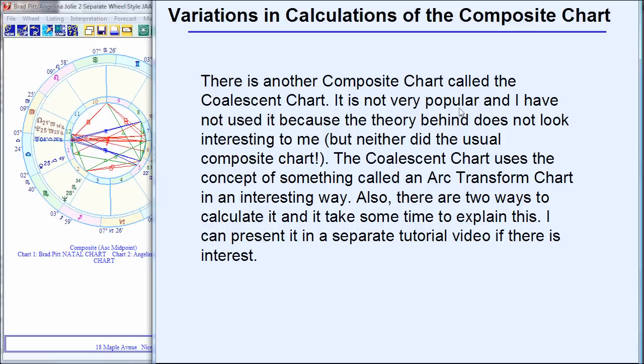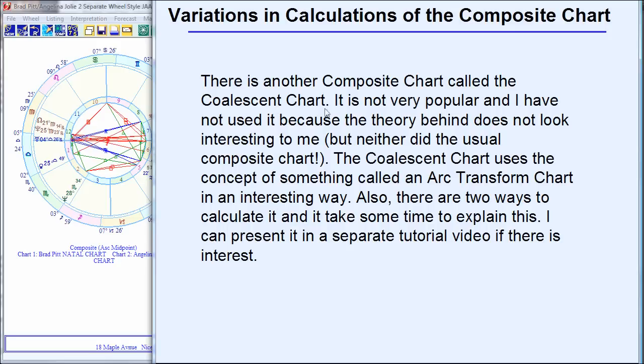There's another composite chart called the coalescent chart. It's not very popular. I have not worked with it very much. The theory behind it doesn't look that interesting to me, but the theory behind the normal composite chart didn't look interesting either, and it proved to have very powerful theory behind it and to work extremely well. But anyway, there's another chart called the coalescent chart. It uses a concept similar to what's called an arc transform chart in an interesting way. There are actually 2 ways to calculate the coalescent chart. That's not generally known.